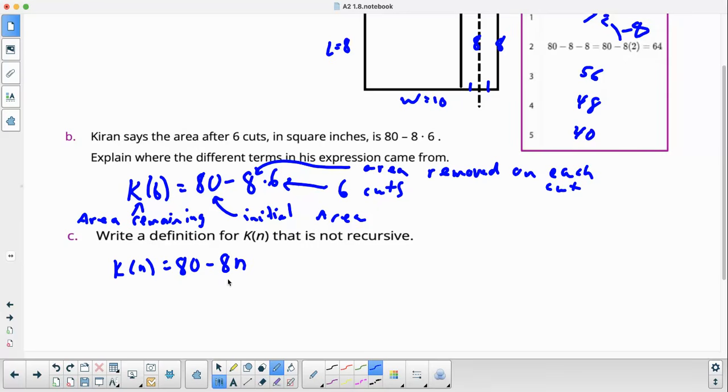Okay. So eventually, after 10 cuts, he's not going to have any paper remaining because 8 times 10 is 80. So 80 minus 80 would give you 0. So he cannot cut it any more than 10 times.